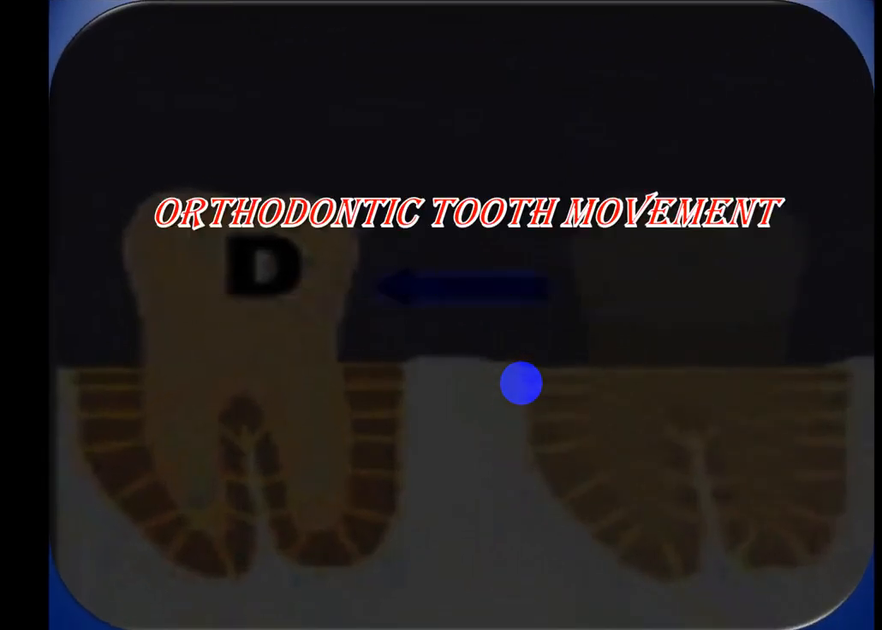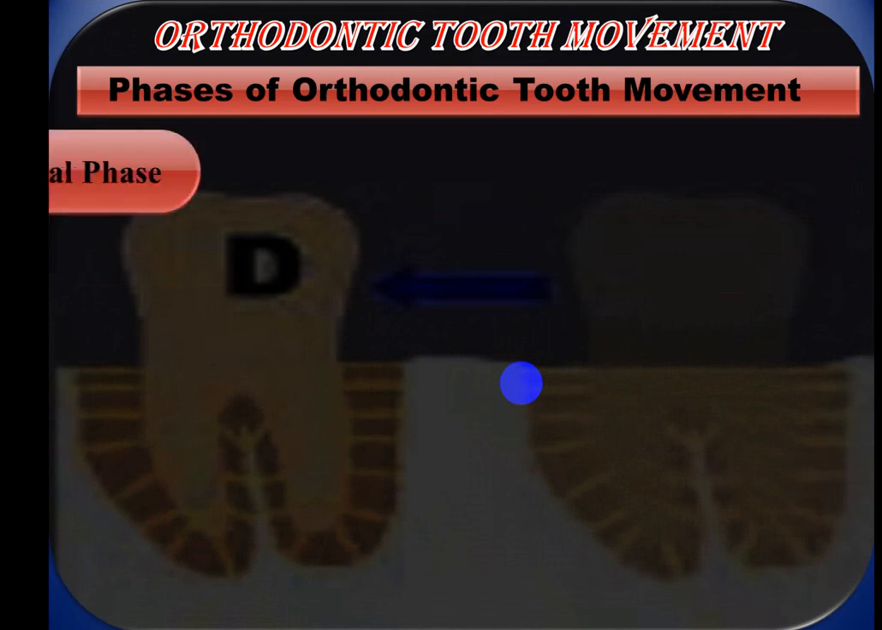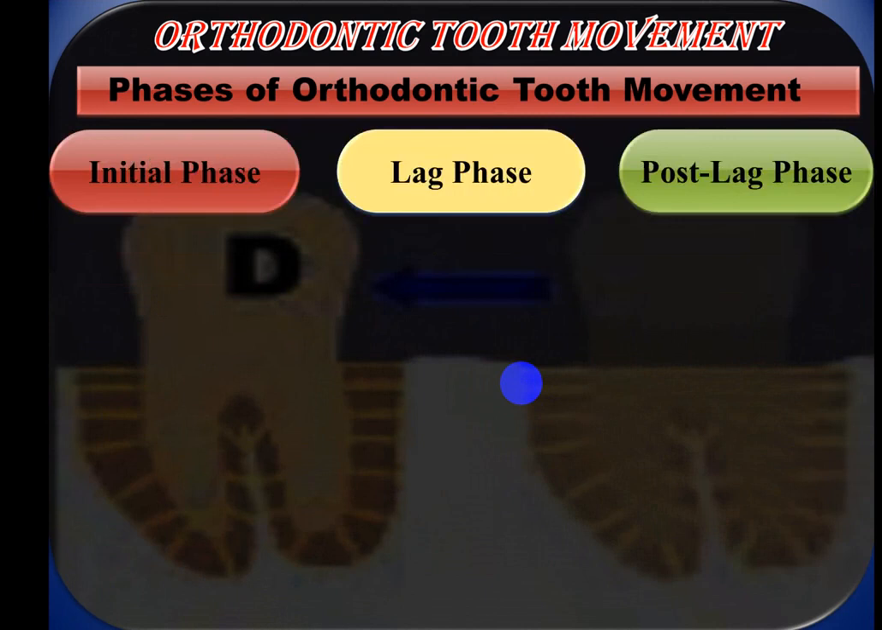Now, what about the last topic of our lecture, the phases of orthodontic tooth movement? We have three phases for orthodontic tooth movement: initial phase, lag phase, and post-lag phase. You can see that I gave a different color for each phase. It looks like the colors of traffic lights: red, yellow, and green. And it also reflects what happens in each phase. So let us start first with the initial phase.